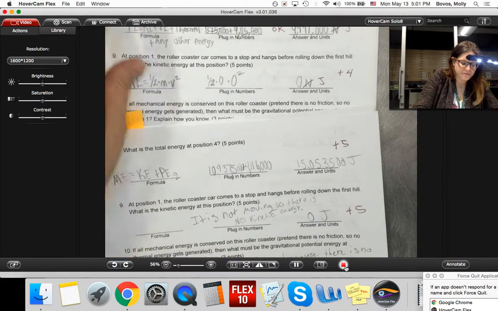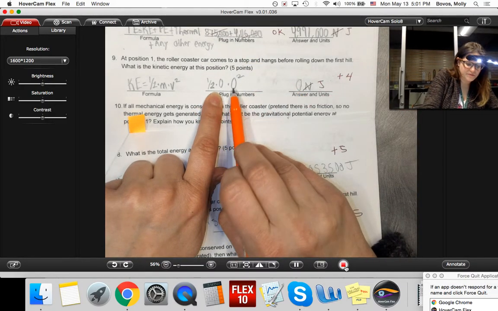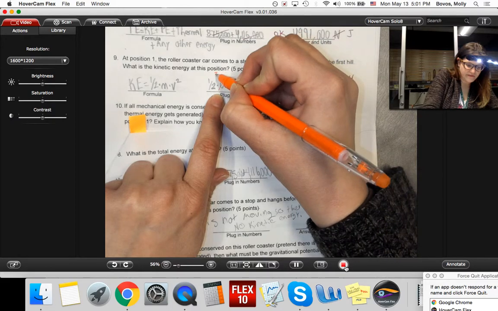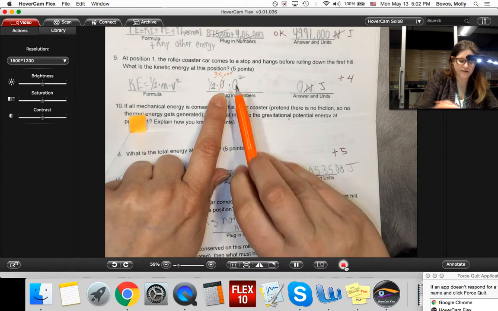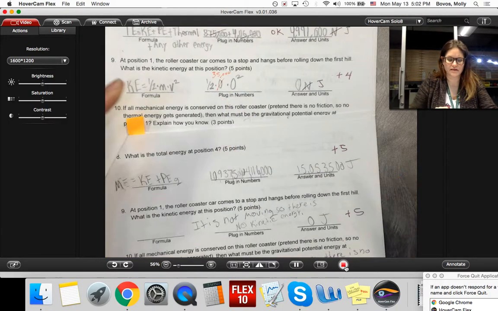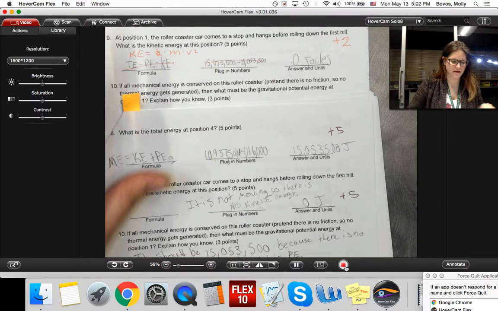Now right here, this is showing 0 times 0. The mass would still be 35,000 kilograms, just times 0 squared, and 0 times anything is always going to be 0, no matter how many other things we decide to multiply.